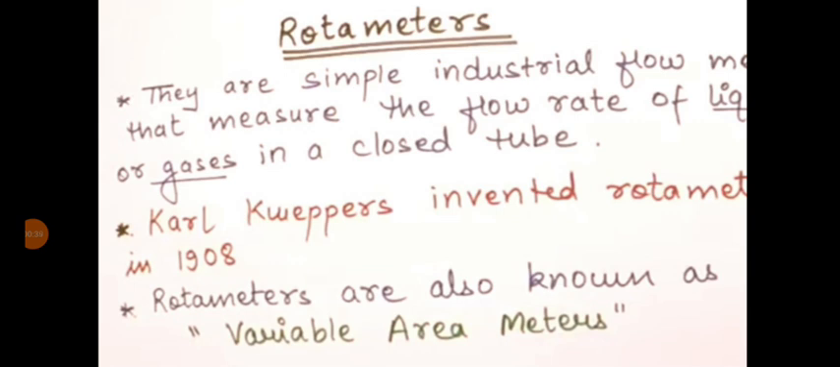So we need to measure the flow rate or discharge by using rotameters. Rotameters are simple industrial flow meters that measure the flow rate of liquid or gases in a closed tube. These rotameters were invented by Carl Kupers in the year 1908. Rotameter is also known as a variable area meter, because here we need to change the cross sectional area. That's why we call it a variable area meter.